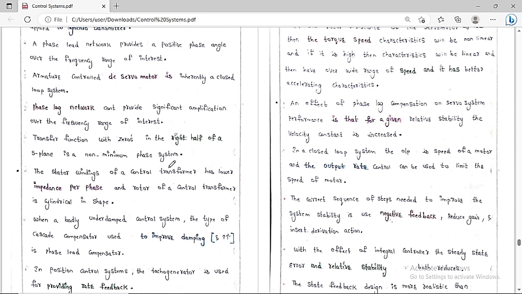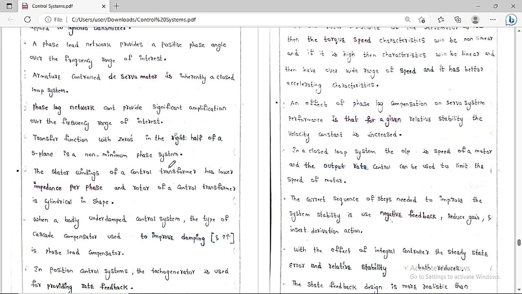Whereas a non-minimum phase system is one in which any zero lies in the right half of the S-plane. So listen carefully. Minimum phase system means all the poles and zeros lie in the left half of the S-plane. A non-minimum phase system is one where some of the zeros lie in the right half of the S-plane. A transfer function with zeros in the right half of the S-plane is a non-minimum phase system.